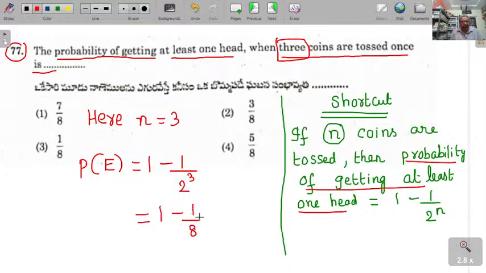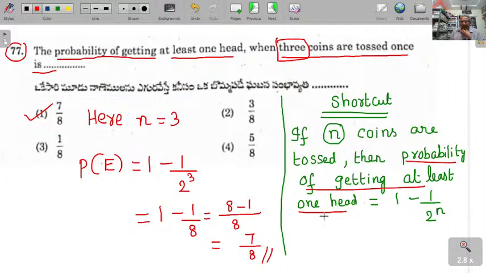So from 1 subtract 1 by 8. How could you subtract? Take LCM 8. So 8 minus 1 over 8. So the answer is 7 upon 8. This is the required answer. So in the first question, it is not only 3 kinds. There may be 4 kinds, 5 kinds, 6 kinds, n number of kinds.